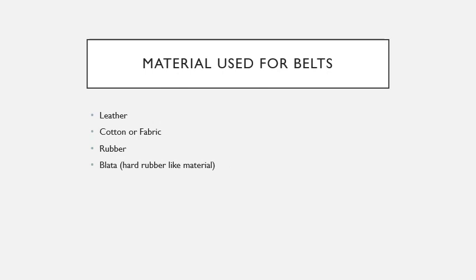So there are different polymeric materials, or you can say composite materials, which are used for the belts. There is leather, cotton, fabric, rubber, there is balata, which is a hard rubber like material. Some nylon cords are used, and Kevlar is used for giving high strength to the belt. And in some cases cotton is used.